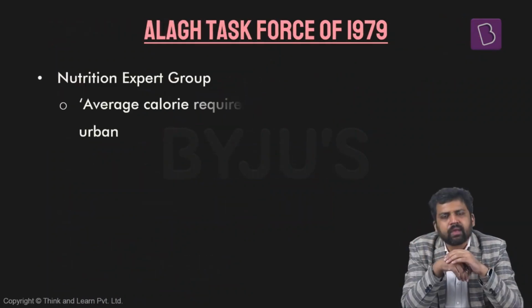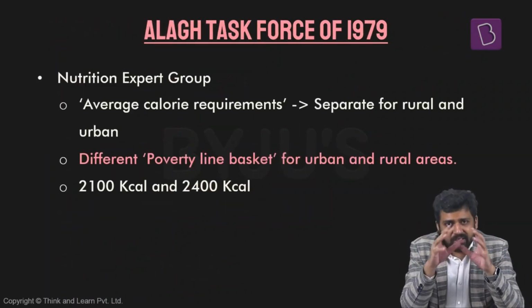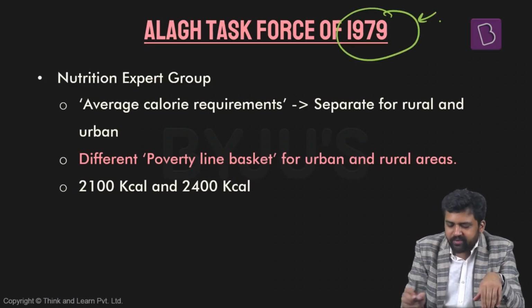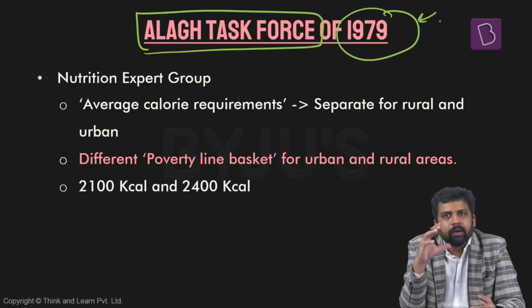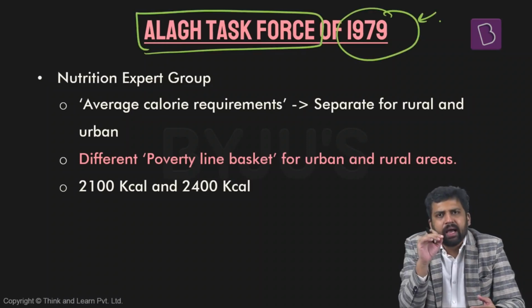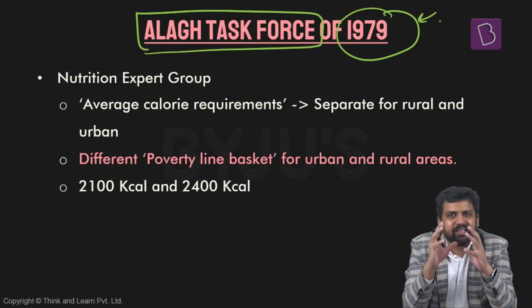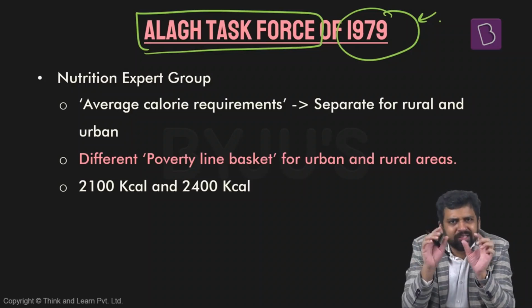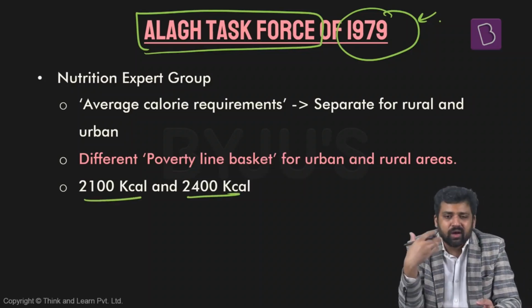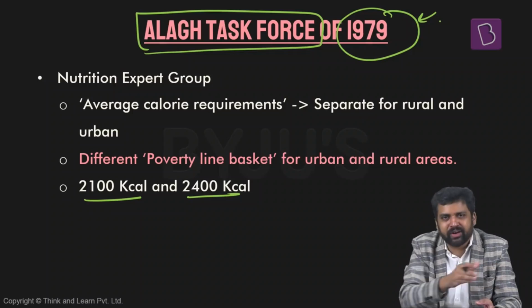Now after a few years, almost like 17, 18 years, another committee is tasked and they are coming up with their own recommendations. So in 1979, the Alag Task Force is now coming up with their own recommendations. They're saying that individuals require a certain amount of calories in their diet, 2100 kilocalories, 2400 kilocalories. These two numbers they came up with. This is something that you will come across in multiple opinion pieces, newspaper articles, etc. This actually traces back to the Alag Task Force.